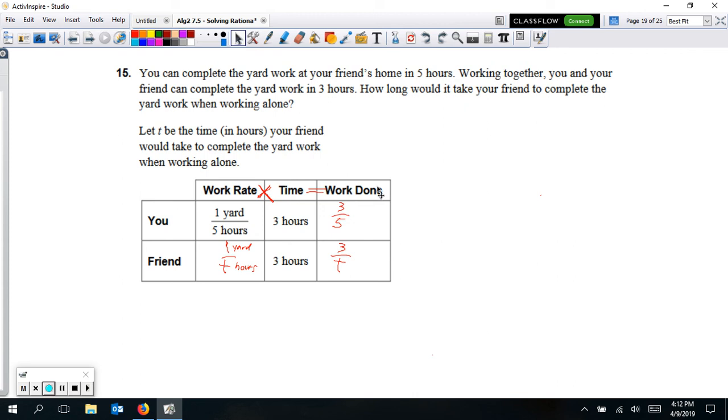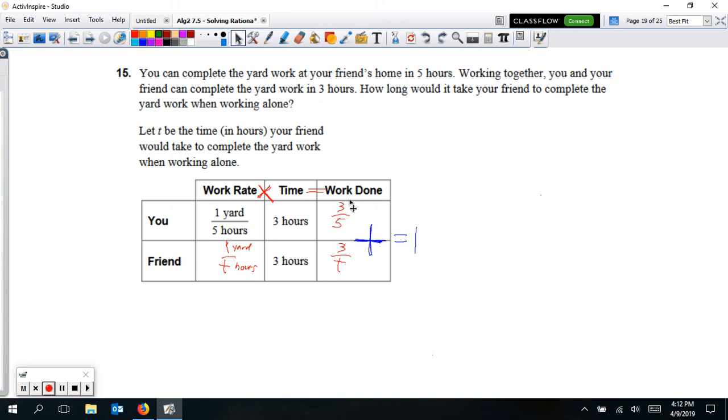So now what we see here with the work being done, the next thing you want to know is that these two, you and your friend, added up will equal 1 job getting done. Because you're going to do it, he's going to do it, that will equal 1 job getting done. So the two of those will equal 1. So these two added together equal 1.